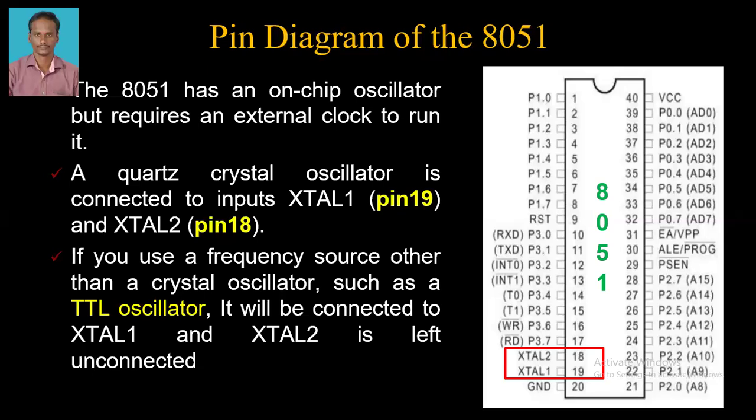So let us see what XTALs are. The 8051 has an on-chip oscillator, but it requires an external clock to run it. A quartz crystal oscillator is connected to inputs XTAL1 and XTAL2, which are pin numbers 19 and 18 respectively. If you are using a frequency source other than the crystal oscillator, such as a TTL oscillator, it will be connected to XTAL1, and in this case XTAL2 is left unconnected.